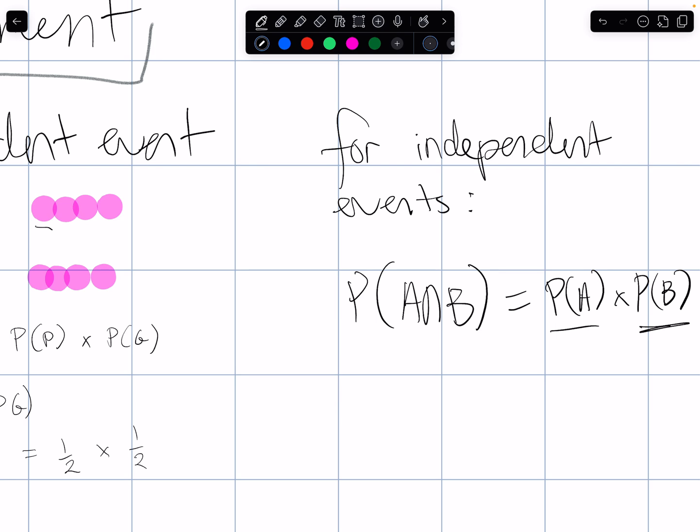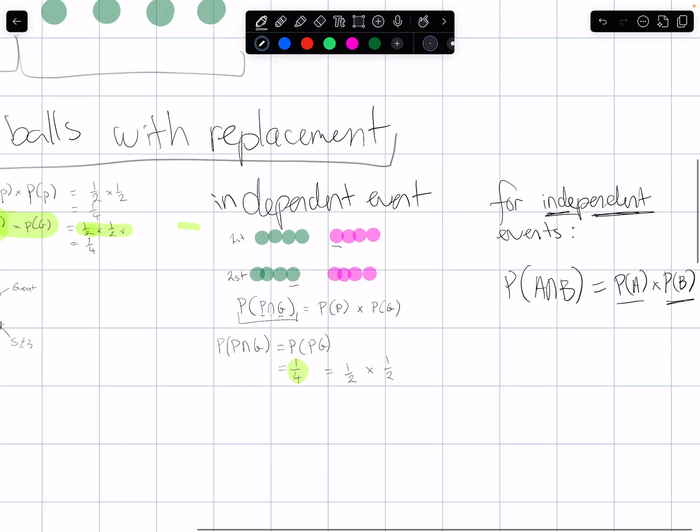Now, for dependent events, this is not true, but we'll get into dependent events next week because that's called conditional probability. For now, we're only really going to be looking at independent events, and then we're going to be looking at dependent events without really going into the formula and that explanation. But we are going to look at them.